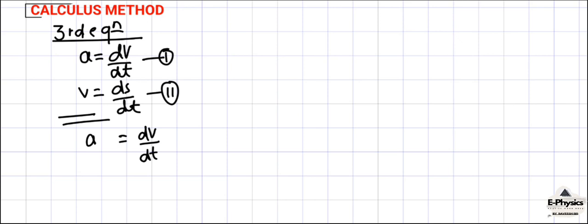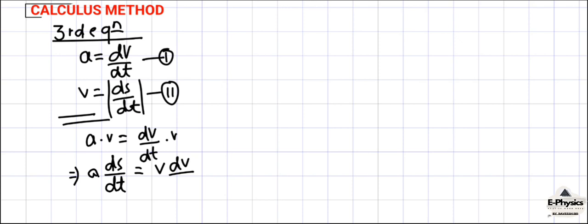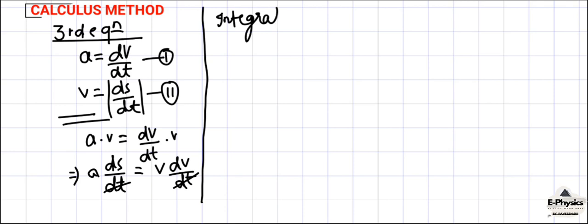Now if we multiply both sides by v, here we can replace v as ds upon dt. Okay, so it is a ds upon dt is equal to, let us put v as it is already over here, v multiplied by dv upon dt. Yeah, dt gets cancelled. Now integrating both sides, we get integration of a ds is equal to integration of v dv.